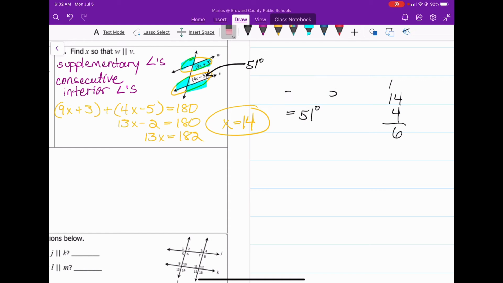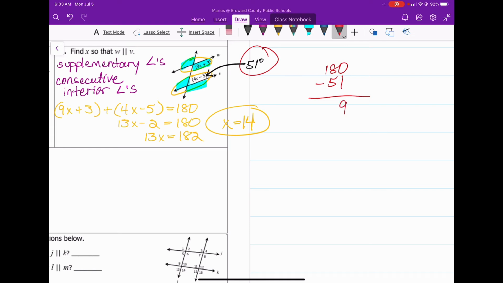If I wanted to find the other angle, the 9x plus 3, I could plug in 14 for x, or I could just take this angle here and subtract it from 180. And that'll tell me what the measure of 9x plus 3 is. So 129 degrees. So this other angle right here is 129 degrees. Okay? So just make sure that even though they're asking us to find x, you know how to find the other angle measures as well in case they ask for that.